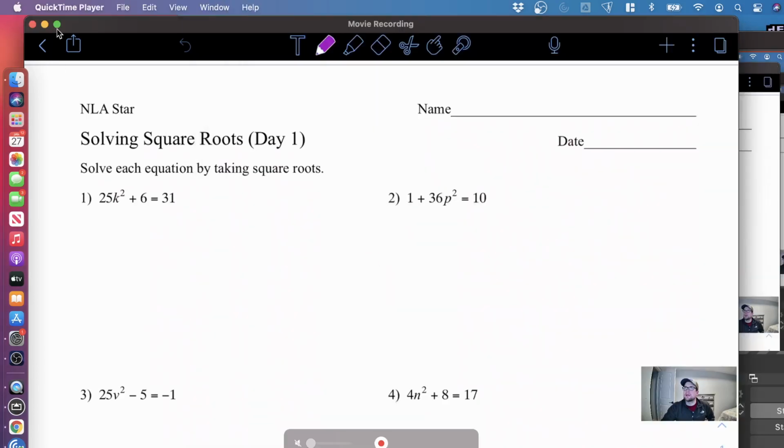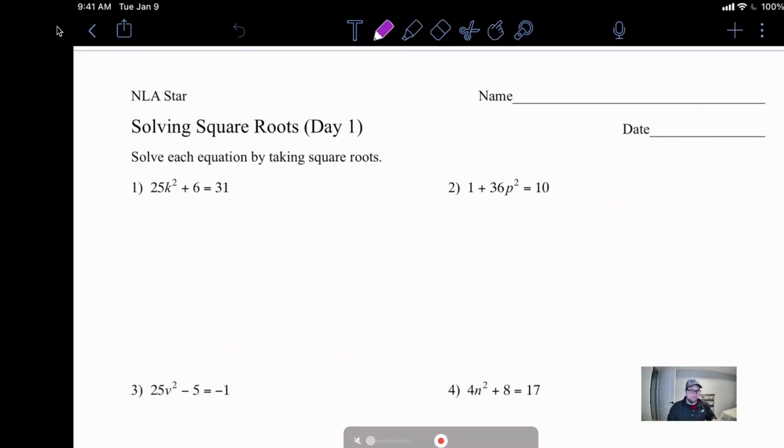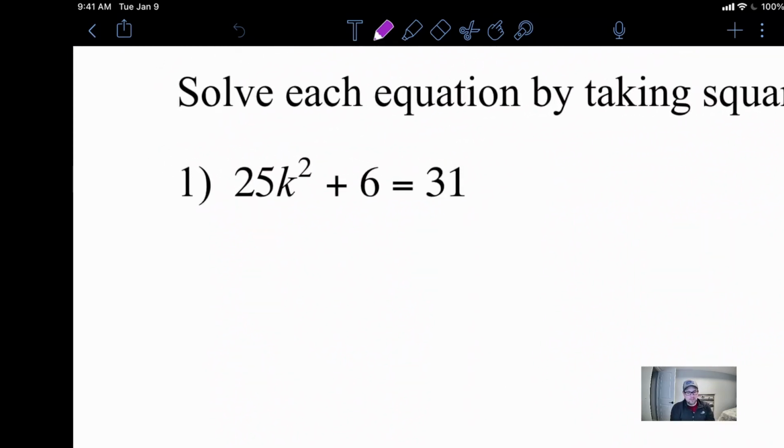Alright, welcome back everybody. Today we're going to be talking about how we solve square roots. We're going to spend a couple of days talking about this topic, so you're going to get a couple of opportunities to show what you know. So in this first problem, here's kind of the new thing that we should be noticing. Now our variable, the one we want to solve for, is squared. And that makes our job a little bit harder.